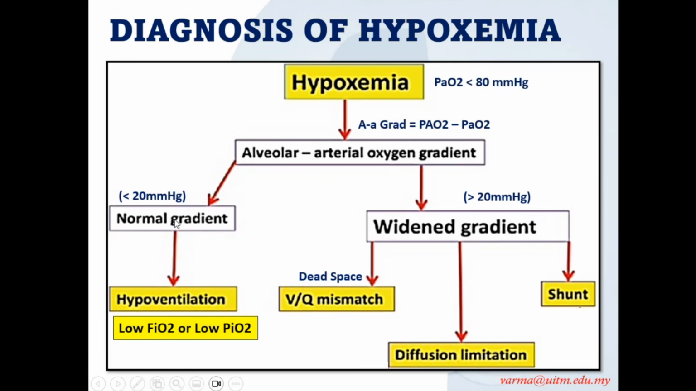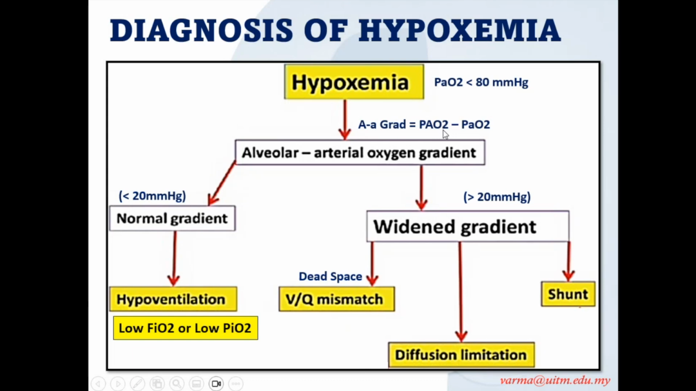When a patient has a normal gradient, less than 20 millimeter mercury, it could be because of hypoventilation or low FiO2 or low PiO2. Because when a patient is hypoventilating, the alveolar oxygen will be low, and the arterial oxygen also will be low. So both are low, and the gradient won't be bigger. Same goes for FiO2 or inspired oxygen. When the FiO2 is low, the partial pressure of alveolar oxygen also will be low, and in turn the partial pressure of arterial oxygen also will be low. Thus, there is no widening of the A-a gradient because both are equally dropped.